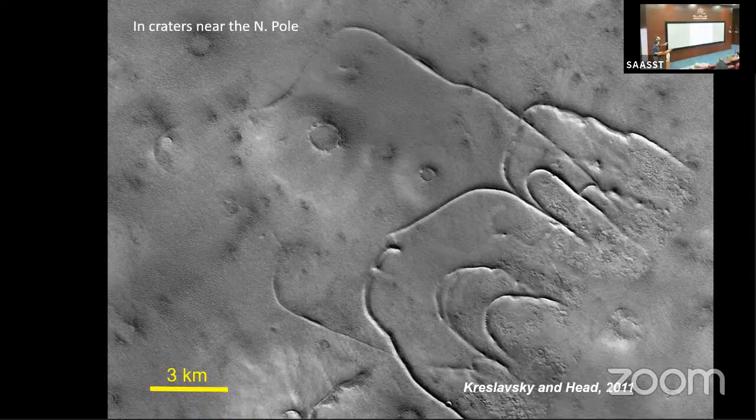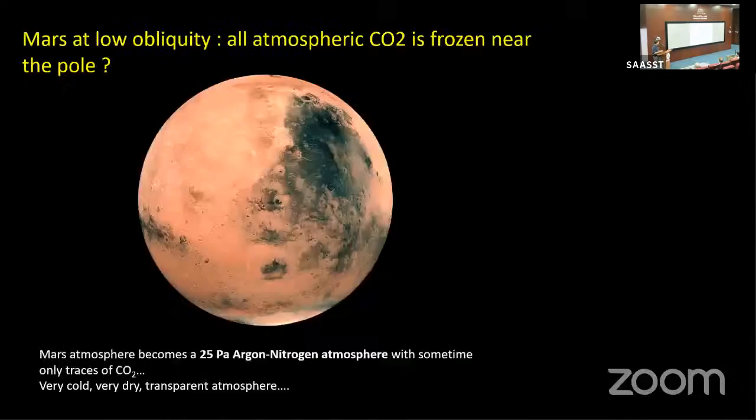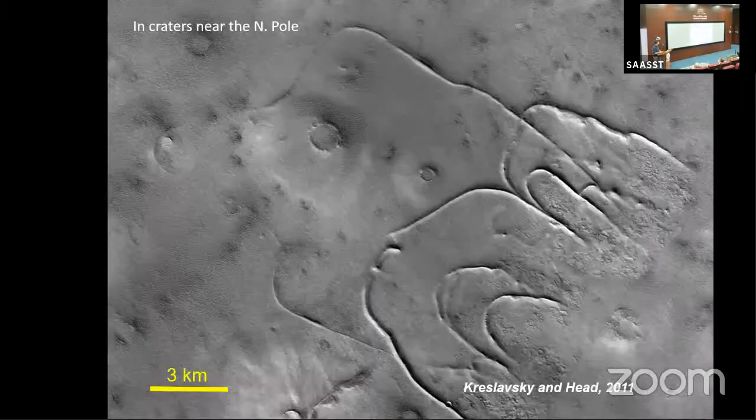We understand. So these are remnants of a time when the planet was different, almost no atmosphere, no dust, no water. CO2 was completely condensed. You only had left argon and nitrogen, up to 25 Pascal. On the surface, the sky must have been dark all the time. You could see the stars. So it was a completely different planet.